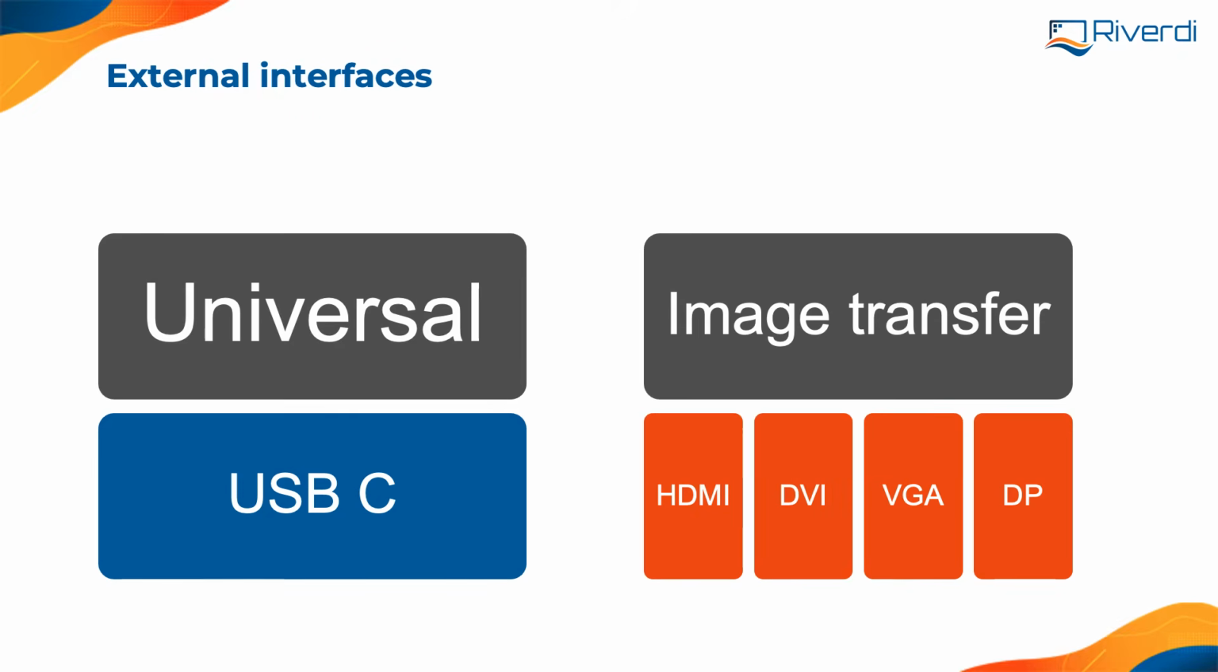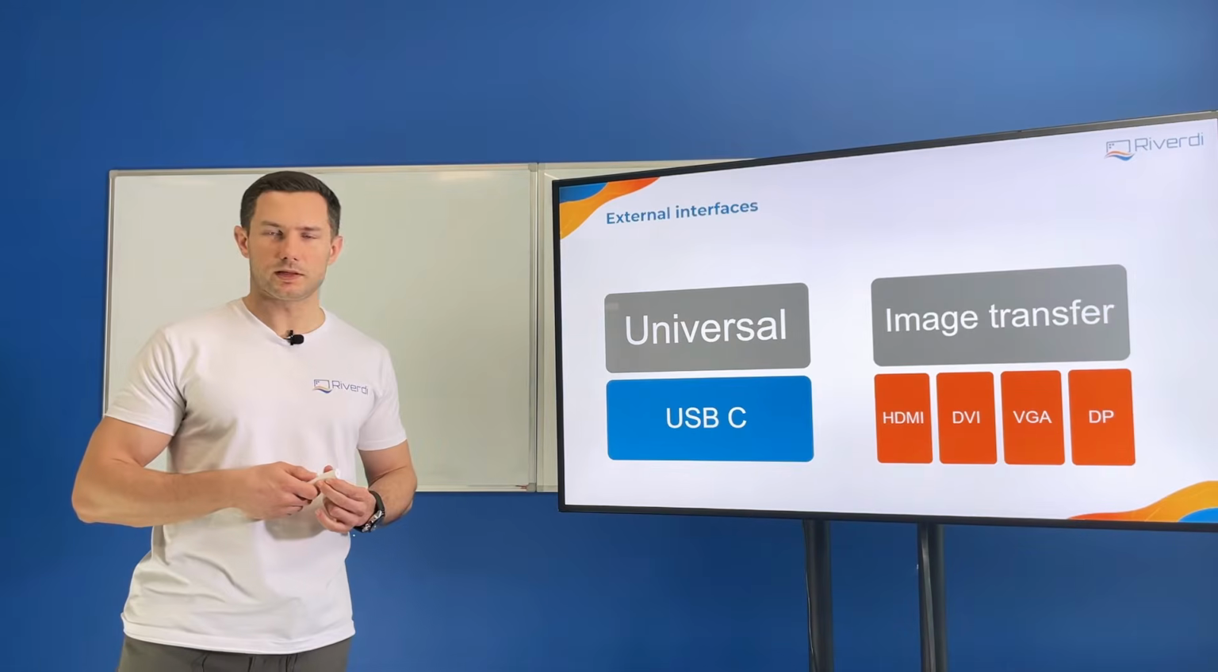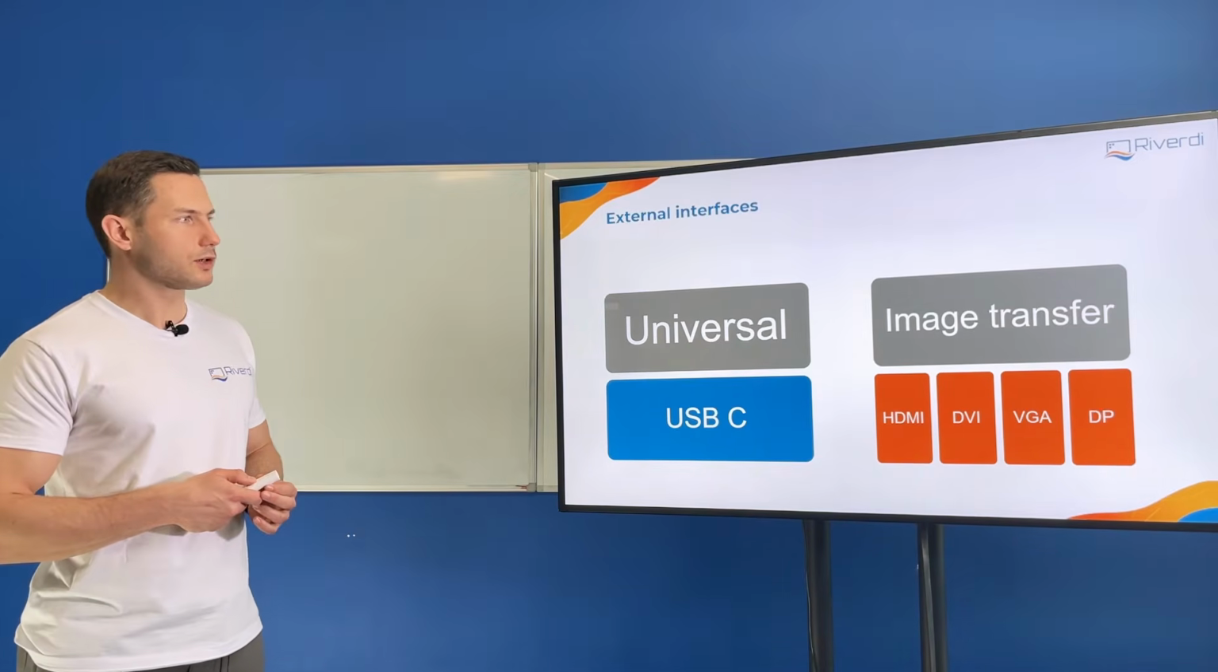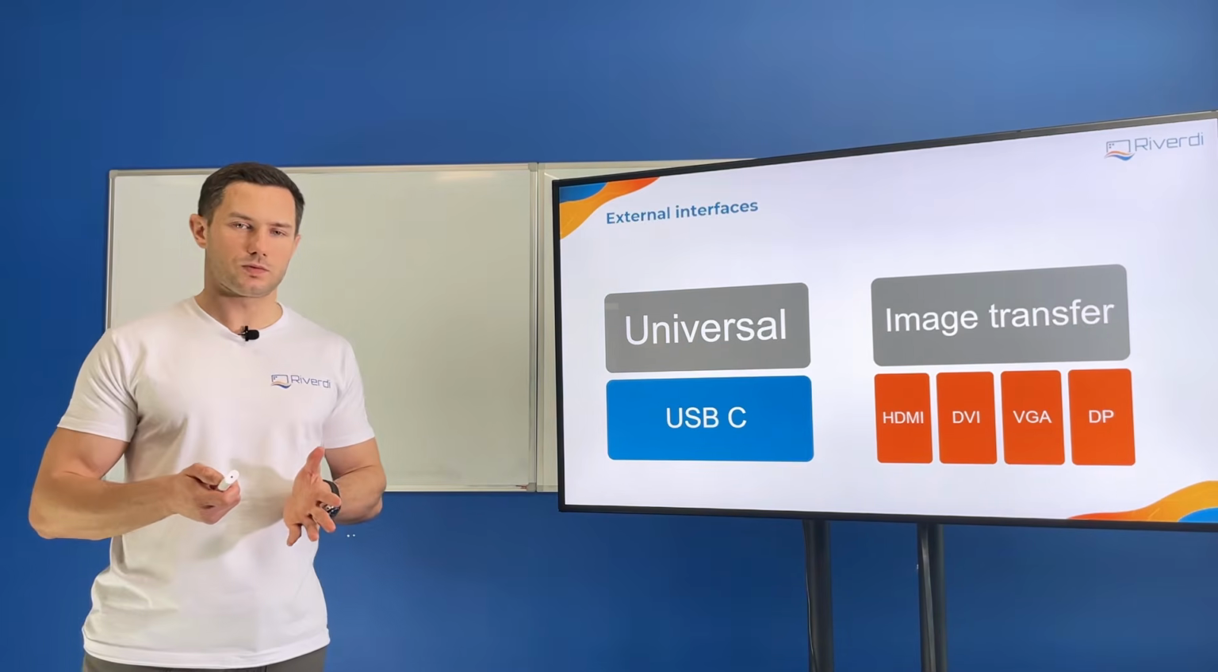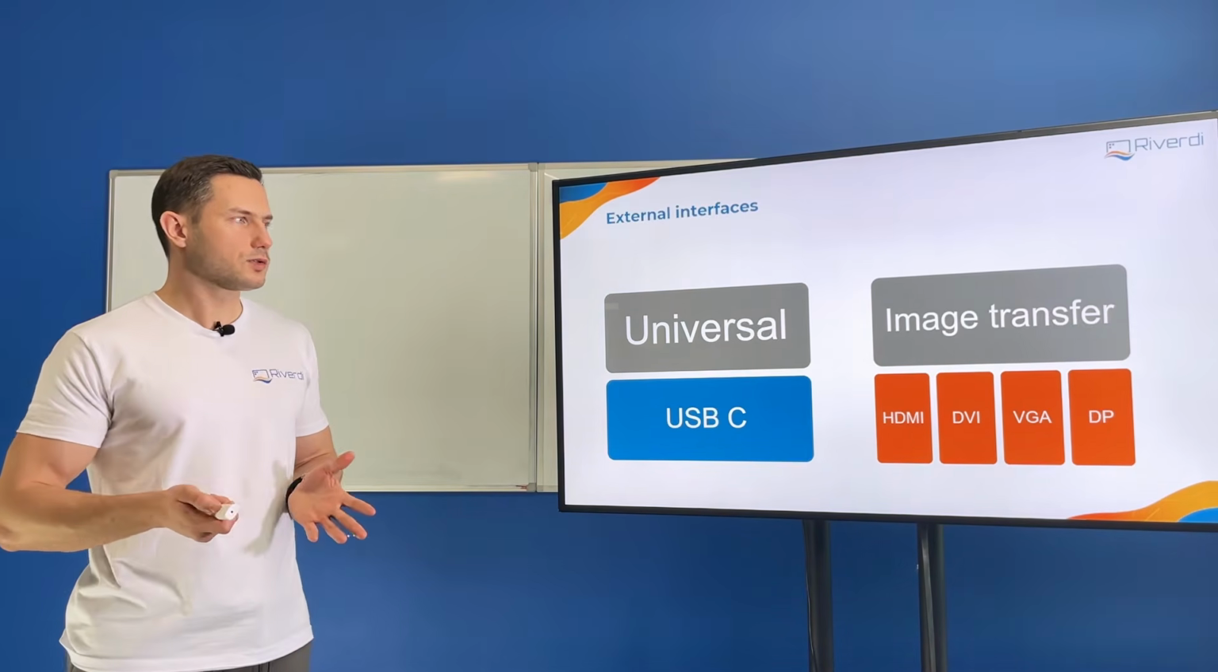Yes. And now we can jump into the external interfaces. Yes, so we had many internal interfaces, some of them universal, like SPI, I2C, UART, and image transfer interfaces, very fast interfaces like LVDS, RGB, that was a parallel one, MIPI, V-by-One, and eDP, embedded DisplayPort. And here we have external ones, the ones that we usually have access to.